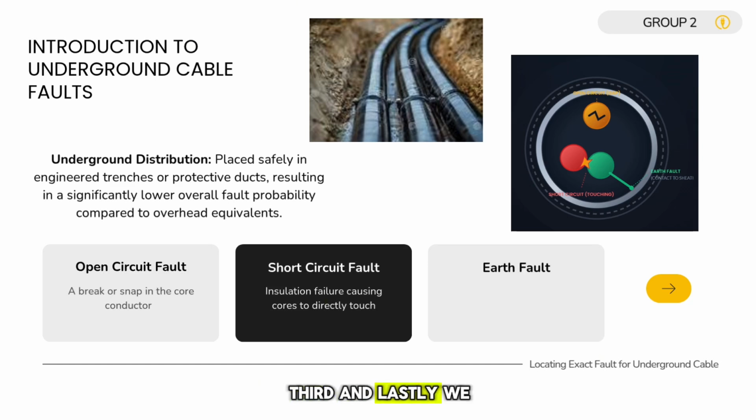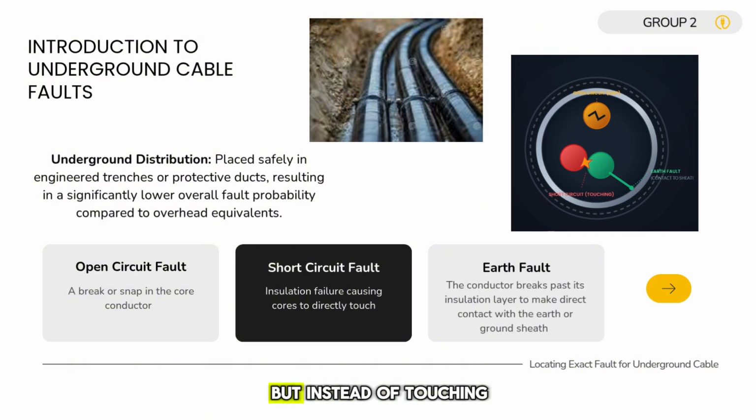Third and lastly, we have an earth fault. This is when a conductor breaks past its insulation layers, but instead of touching another wire, it makes direct physical contact with either the outer metal sheath or the ground itself. Like the short circuit, this also drops the resistance to 0 ohms as the current leaks directly into the earth.